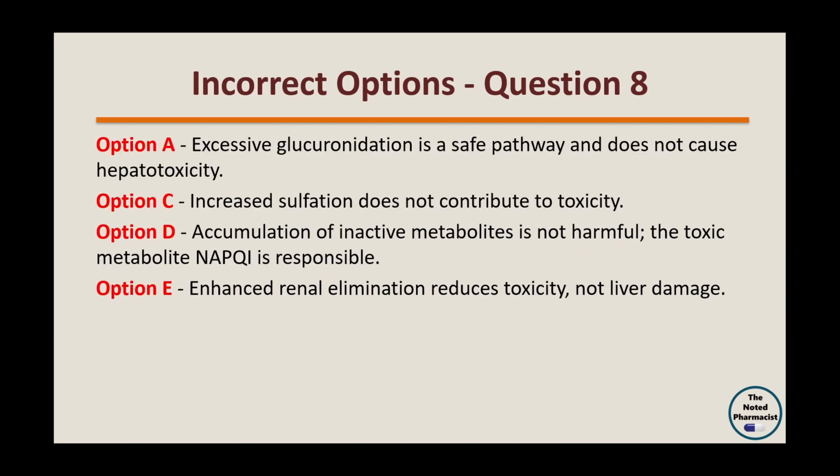Here is the explanation for incorrect options. Option A is incorrect because excessive glucuronidation is not the cause of hepatotoxicity, it is one of the primary safe metabolic pathways. Option C is incorrect because increased sulfation occurs at therapeutic doses but does not contribute to hepatotoxicity. Option D is incorrect because the accumulation of inactive metabolites does not lead to liver toxicity, it is the toxic metabolite NAPQI that causes harm. Option E is incorrect because enhanced renal elimination reduces drug toxicity rather than causing hepatotoxicity.